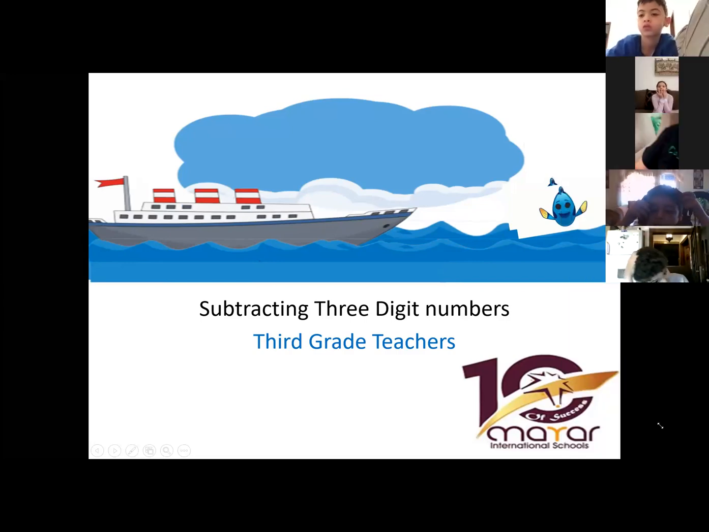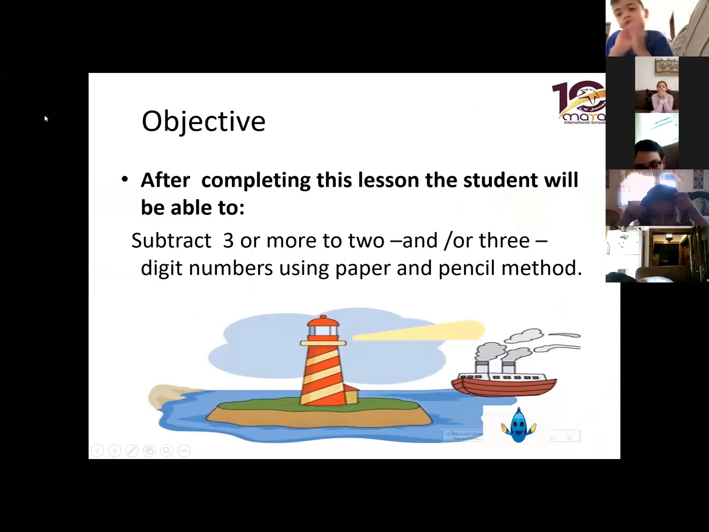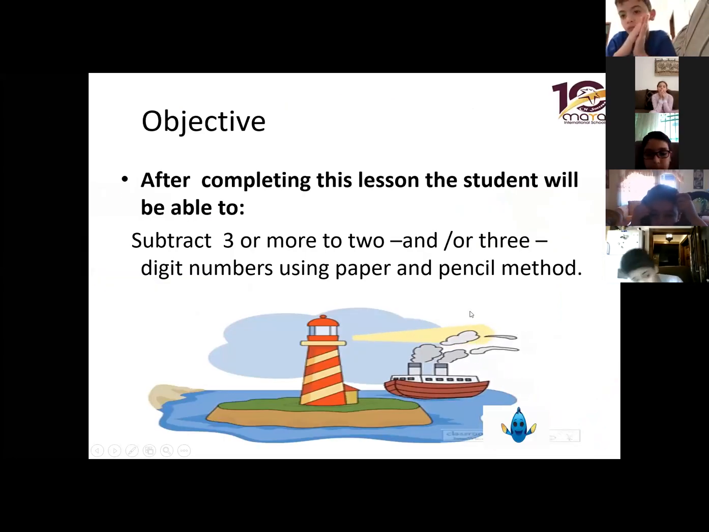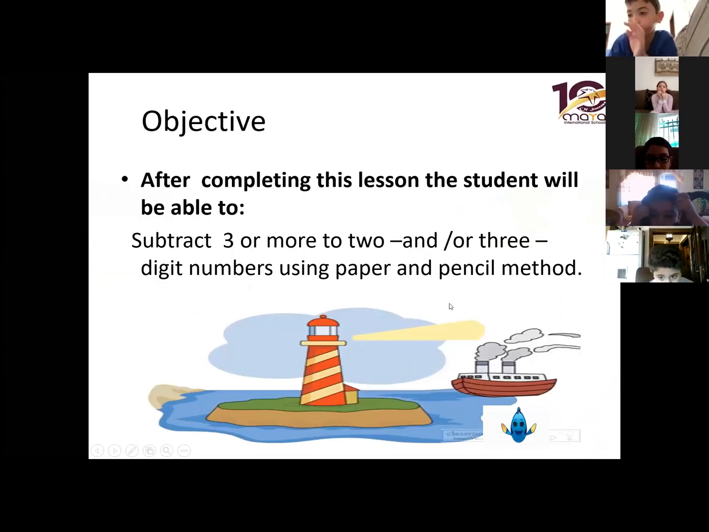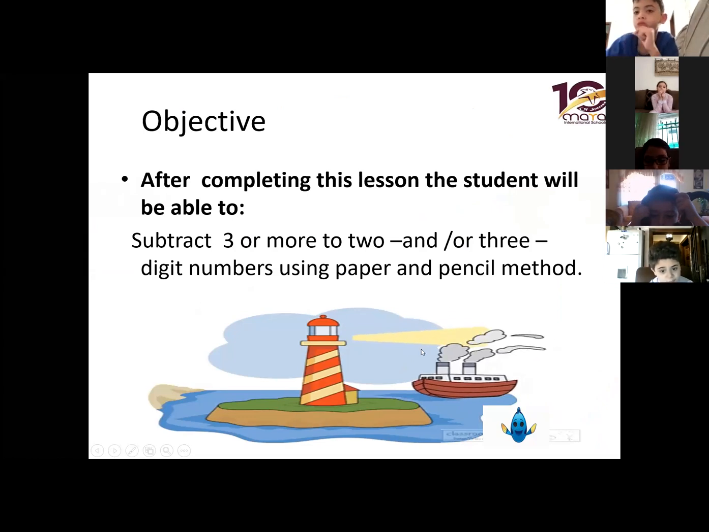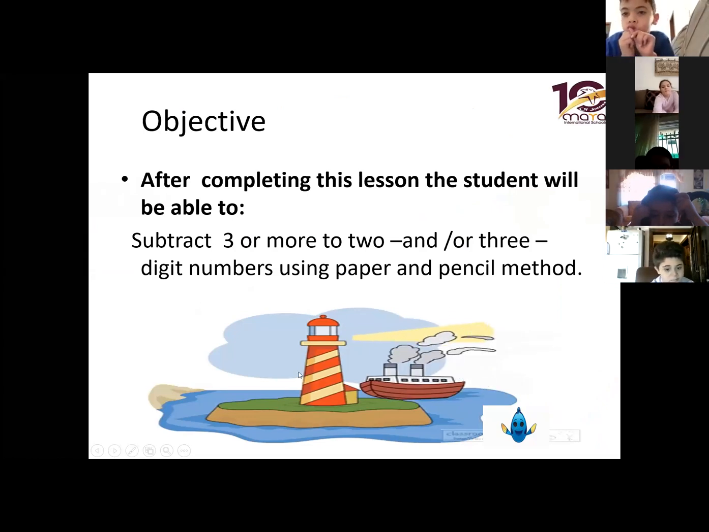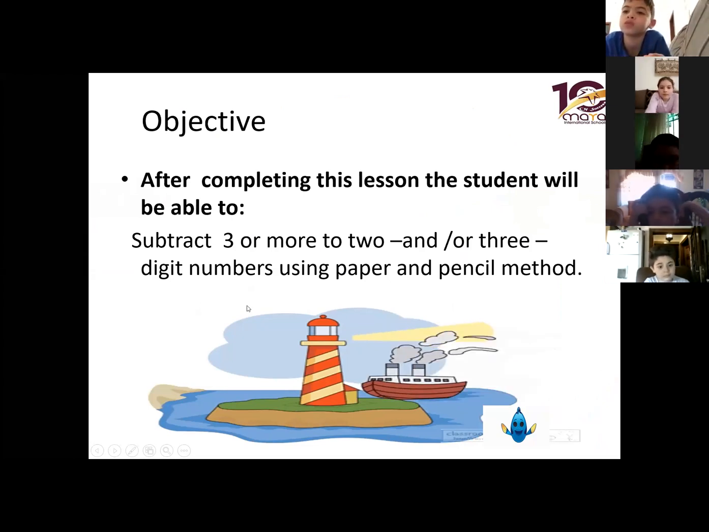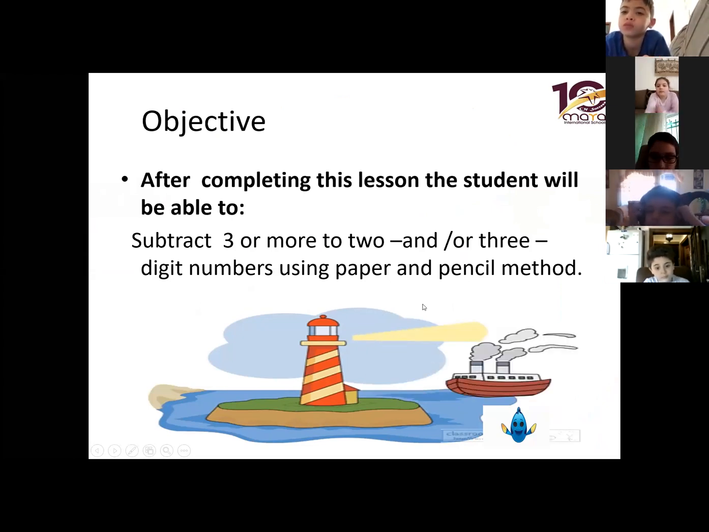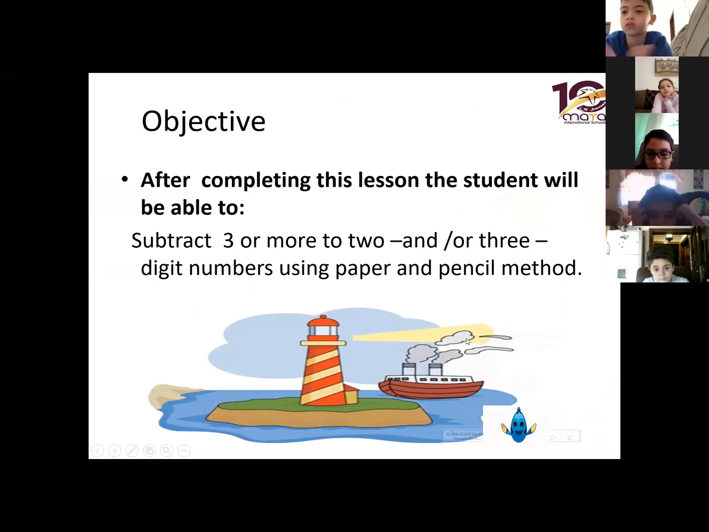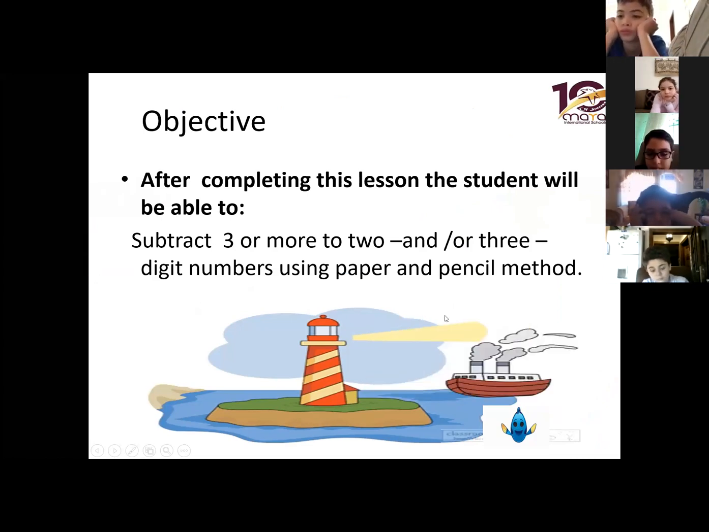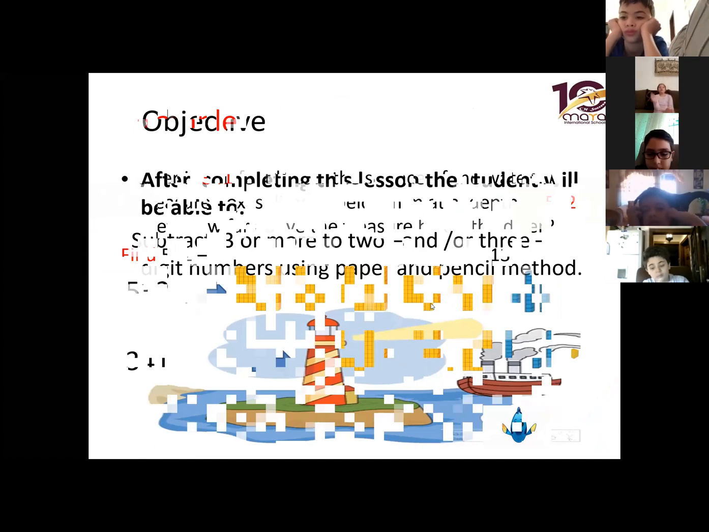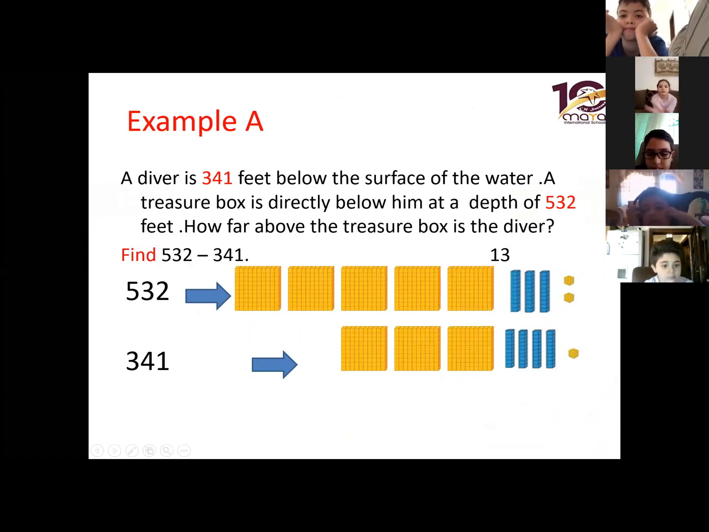So, let us start. You will learn how to subtract 3 or more to 2 and or 3-digit numbers using the paper and pencil method. In today's lesson, you will learn how to subtract or take away big numbers, okay?